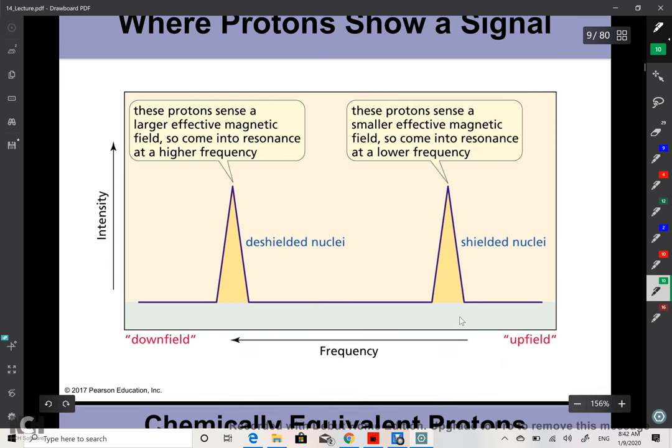Okay, which is what we have in the next slide. So over here, when we talk about a shielded nucleus, we simply mean a nucleus with a lot of electrons surrounding it. And a deshielded nucleus is one with very few electrons surrounding it. Does that make sense up to now? So, terminology.